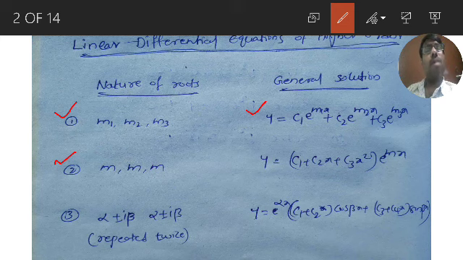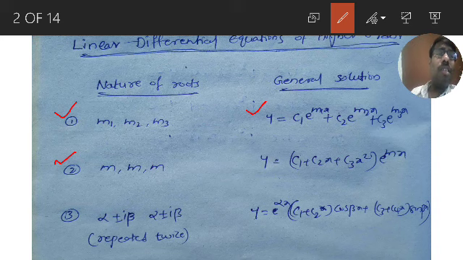m, m, m: three real and equal roots, y is equal to (c1 plus c2x plus c3x square) into e power of mx. If m, m, m, m, that is four real and equal roots, then what to do? (c1 plus c2x plus c3x square plus c4x cube) into e power of mx. If there are five equal roots, (c1 plus c2x plus c3x square plus c4x cube plus c5x power of 4) into e power of mx.